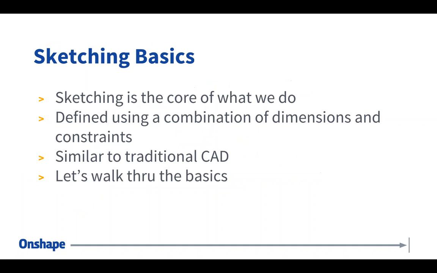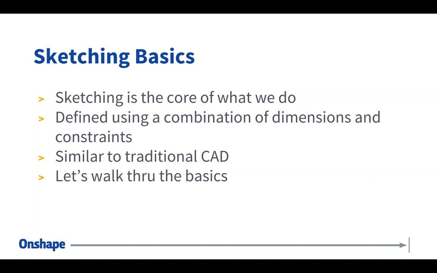Now, why is this so important? Sketching is the core of everything that you do in a 3D model. So in a system like Onshape, it's all based off of the sketch geometry and how it's constructed. So a lot goes into the design intent and how we construct a sketch in Onshape. Sketching is the core of everything you do, and it's defined using a combination of dimensions and constraints, which we're going to cover in just a bit. It's not just solely dimensions. Constraints play a large part in how we define our sketches as well.